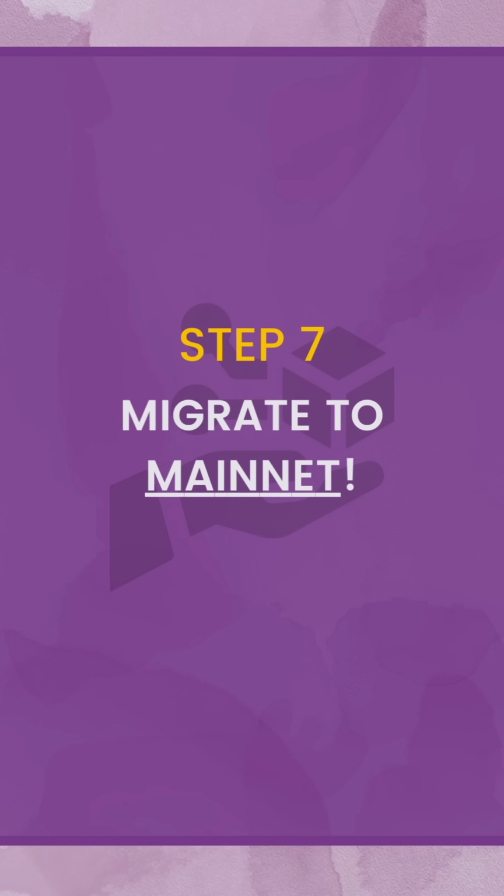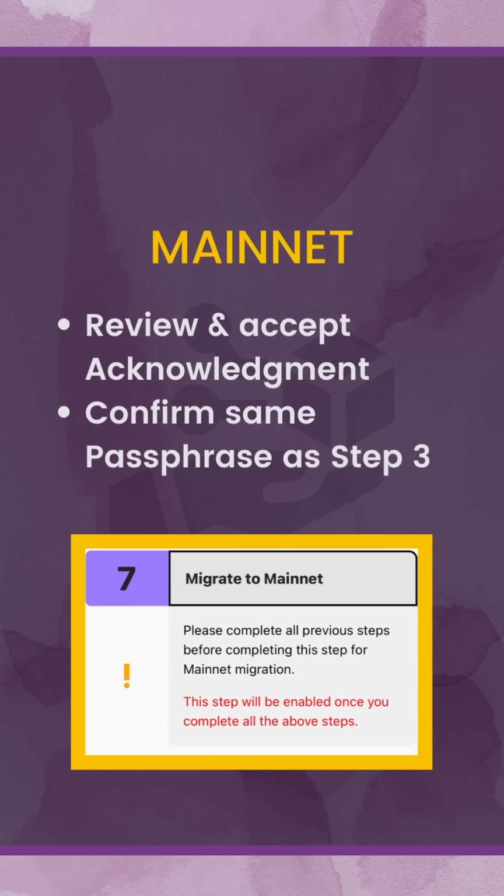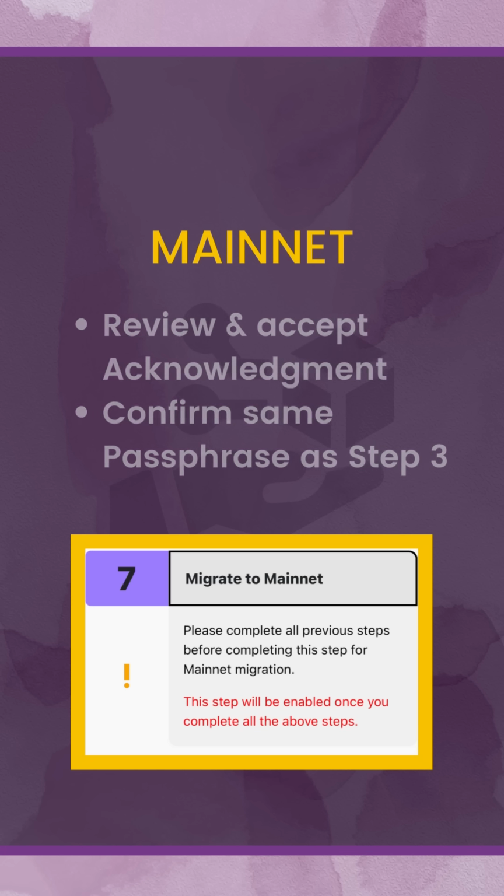Step 7. Migrate to mainnet. After completing all the previous checklist steps, this step enables you to queue your Pi transferable balance for mainnet migration. Step 7 includes executing an acknowledgement document with your wallet passphrase. Note that this passphrase has to be the same one that you confirmed in Step 3. If for some reason you are not able to access your current passphrase or otherwise wish to change your wallet, you can repeat steps 2 and 3 and then confirm the same wallet passphrase in Step 7.